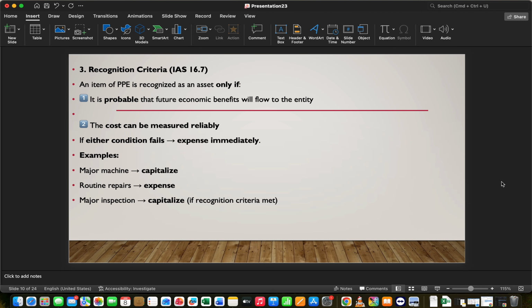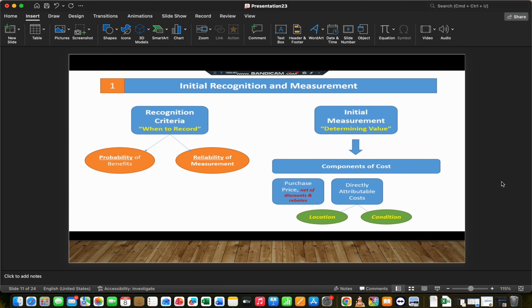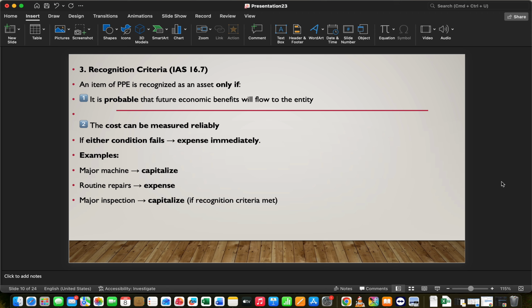Then we have its recognition criteria. Like, when are we going to recognize property, plant, and equipment? We will recognize property, plant, and equipment only if its benefits are probable, and the second one is the cost can be measured reliably. If either condition fails, expense it immediately. Examples include: major machine, we will capitalize it; routine repairs, we are going to expense them; major inspection, we are going to capitalize it.